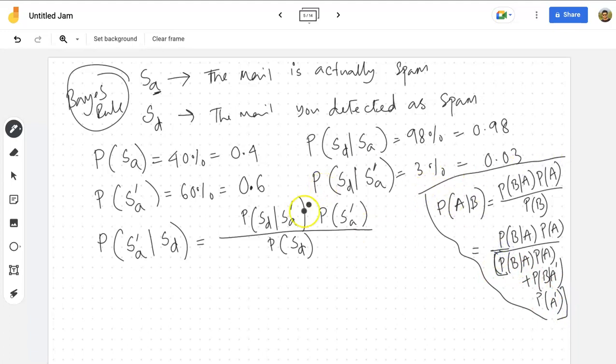Okay. Now what are the different values you already know? You know this probability value, and you know this thing also from here. But you don't know the probability of SD. So what is SD? The total probability that you detected as spam. So you don't know this thing, the probability that you detected a mail as spam. So how to calculate this? In the numerator it is fixed.